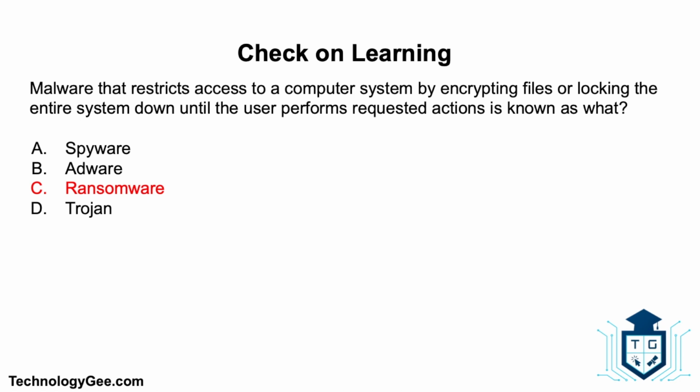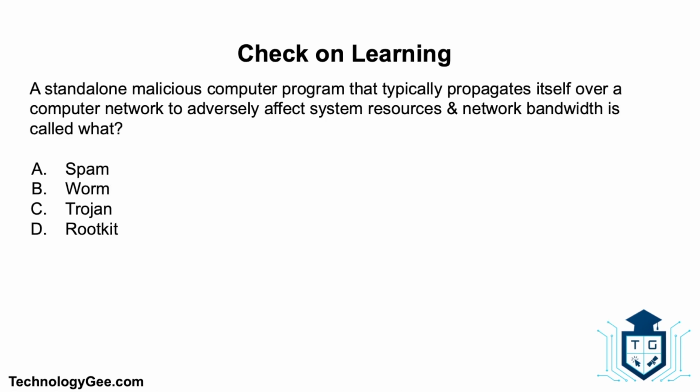Next question. A standalone malicious computer program that typically propagates itself over a computer network to adversely affect system resources and network bandwidth is called what? Would this be spam, a worm, trojan, or a rootkit? This is a standalone malicious computer program that can propagate itself over a computer network. The correct answer is a worm, ladies and gentlemen.